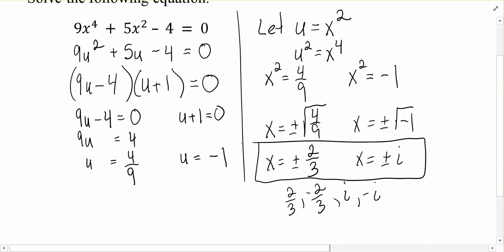Again, we defined what u was to turn this into an honest-to-goodness quadratic. We solved the quadratic. Then we put it back in terms of x instead of u. And then we solved those equations. That's the process for u-substitution. In our next couple examples, we'll look at other variations of u-substitution as well.